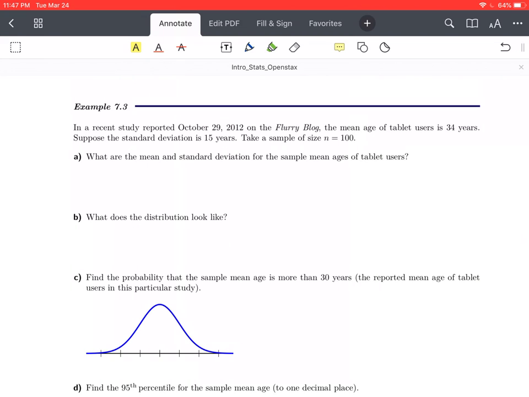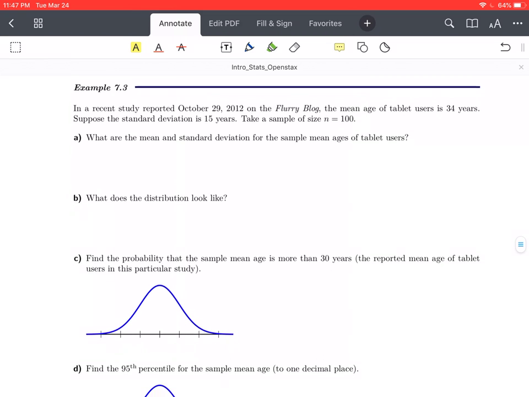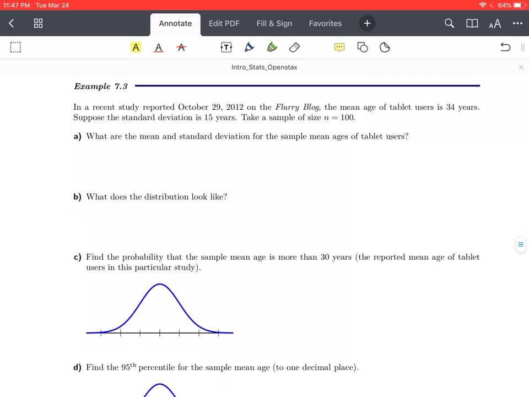So in a recent study, the mean age of tablet users was found to be 34 years old. Suppose the standard deviation is 15 years. Take a sample size of 100. What are the mean and standard deviation for the sample mean ages of the tablet users?